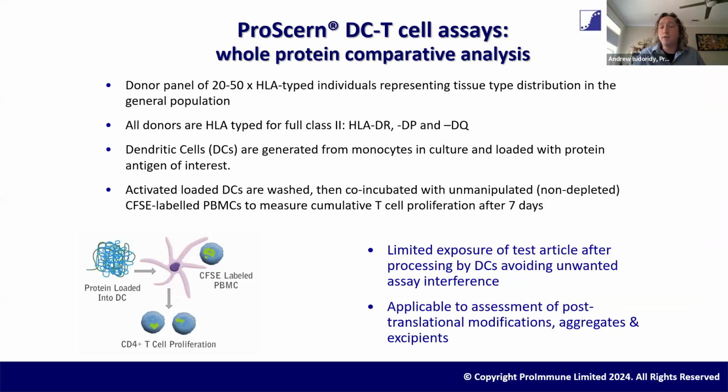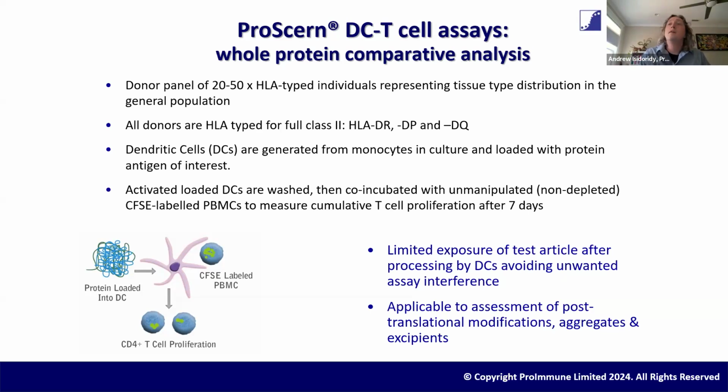A typical donor panel for this is in the similar range of 20 to 50 donors. Again, these are all fully typed for HLA class 2, so we are able to match specific populations of choice, or we can also just look at global coverage. The dendritic cells are generated from monocytes, then they're loaded with your protein of interest. They're allowed to process and present, at which point we wash them and then co-incubate them with unmanipulated CFSE labeled PBMCs. This goes for 7 days, just like the ProMap assay, and at which point we would look for proliferation by flow.